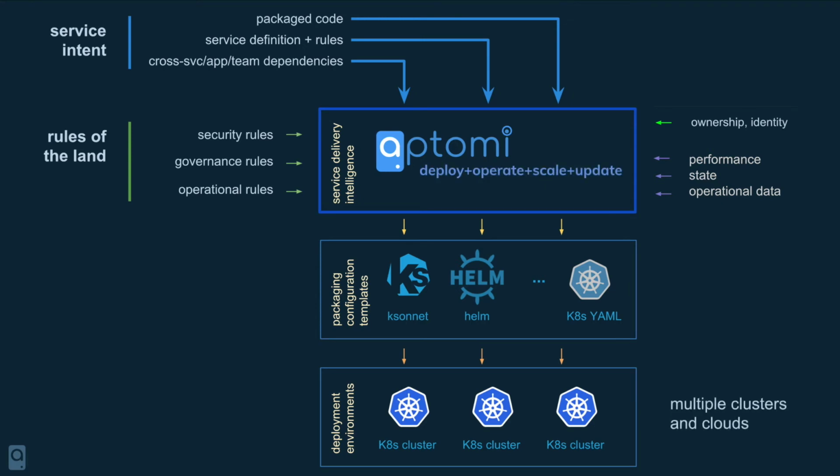Optimi deploys, operates, scales, and updates services for you and runs them on multiple clusters and clouds. Optimi helps developers focus on what matters, defining and running their services, as opposed to dealing with individual containers and disjoint configs.